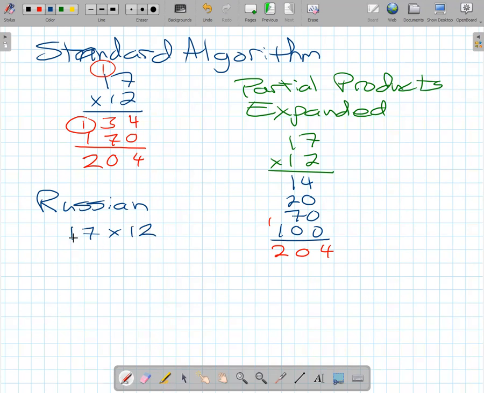So half of 17, well, 2 goes into 17 8 times with 1 left over. We only care about the 8. Half of 8 is 4, half of 4 is 2, half of 2 is 1. And then for every one of those halves, I need a double from 12. So if I double 12, I get 24, and then 48, and then 96, and then we get 192.